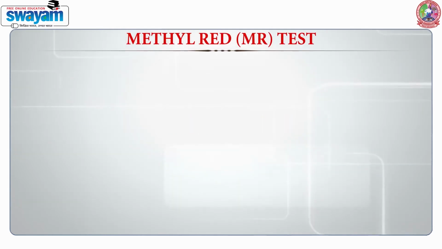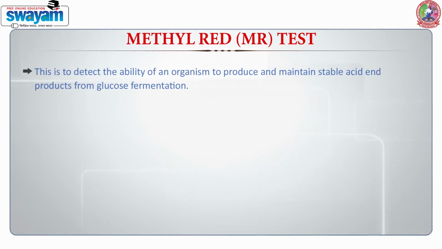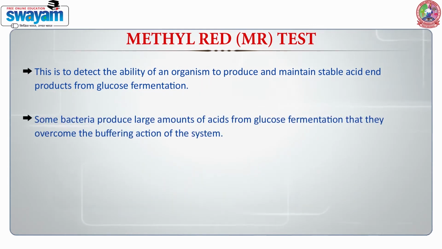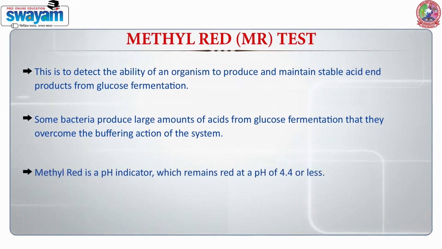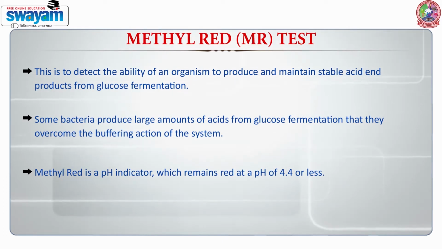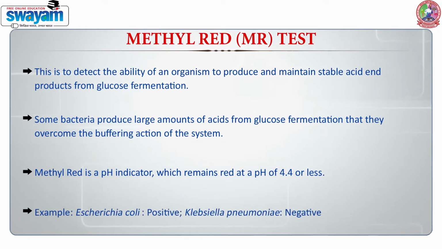Methyl red test. It is also called the MR test. This is to detect the ability of an organism to produce and maintain stable acid end products from glucose fermentation. Some bacteria produce such large amounts of acid from glucose fermentation that they overcome the buffering action of the system. Methyl red is a pH indicator which remains red at a pH of 4.4 or less. E. coli is positive, Klebsiella pneumoniae is negative in this case.